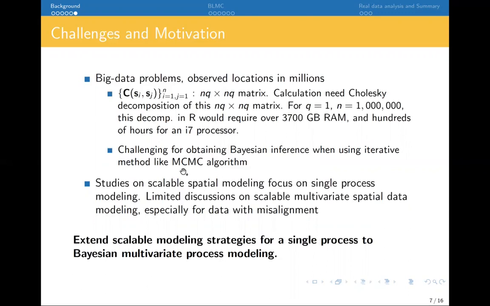There are many studies on scalable spatial modeling, but most of them focus on single process modeling. There is very limited discussion on scalable multivariate spatial data modeling, especially for data with misalignment. So we want to extend scalable modeling strategies for a single process to Bayesian multivariate process modeling.